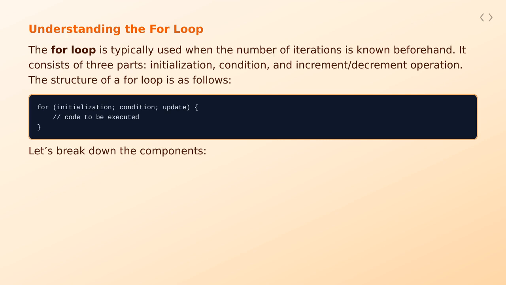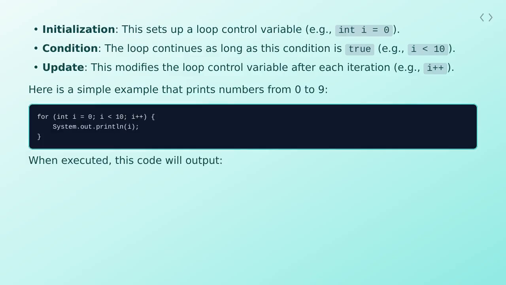The samples on screen walk through this step. Take a moment to read through them. Let's break down the components. First, initialization. This sets up a loop control variable, e.g., int i equals 0. Next, condition. The loop continues as long as this condition is true, e.g., i less than 10. Also, update. This modifies the loop control variable after each iteration, e.g., i++.